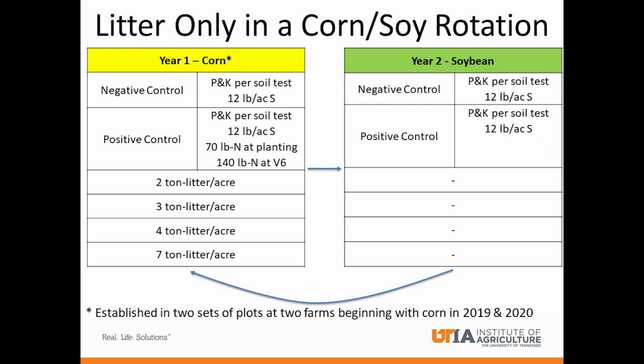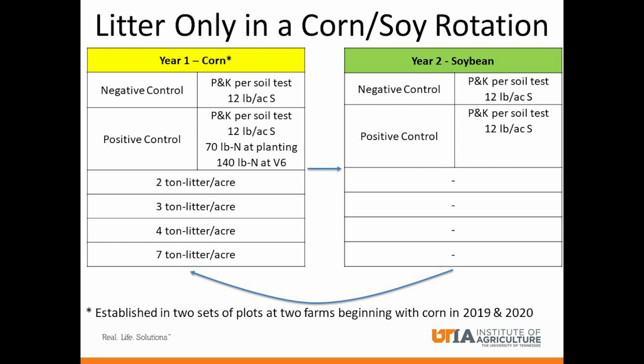So this is a little complex here, but this is how the study is designed. In the first year, we are producing corn. We have a negative control that we just apply phosphorus and potassium based on a soil test. In this case, these soils are medium testing, so they need both phosphorus and potassium. We also use 12 pounds of sulfur, whether we need it or not, quite honestly. And then the positive control also, in addition to that, gets nitrogen. And then we try 4 treatments that are nothing but litter.